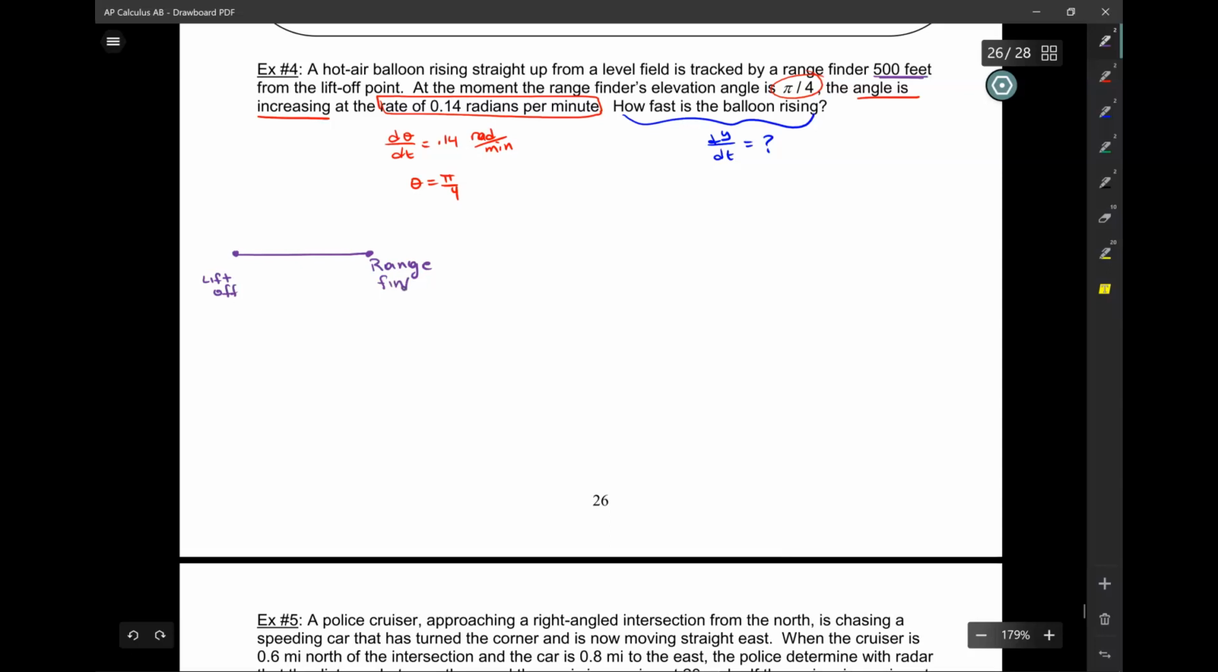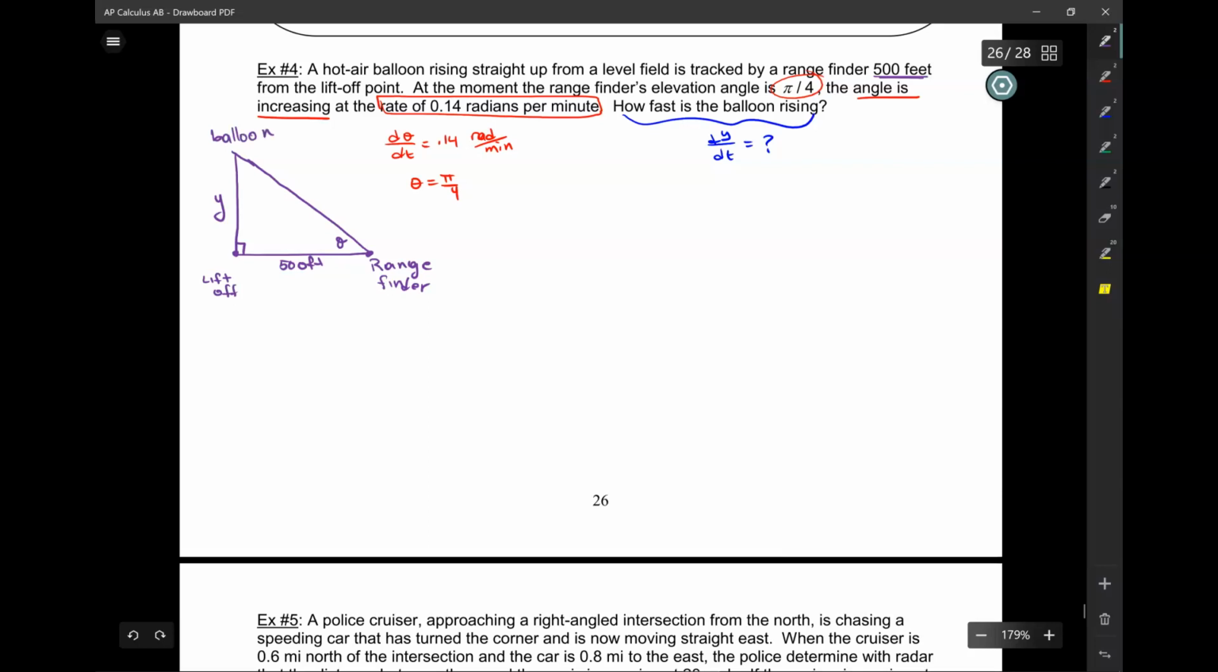How do I know it's there? Because it also tells me the rangefinder's angle of elevation, and angles of elevation, we know, start from the ground up, right? So the angle of elevation is this right here. Okay, and this is y. So now that's what it looks like. Okay, so this is the balloon here.